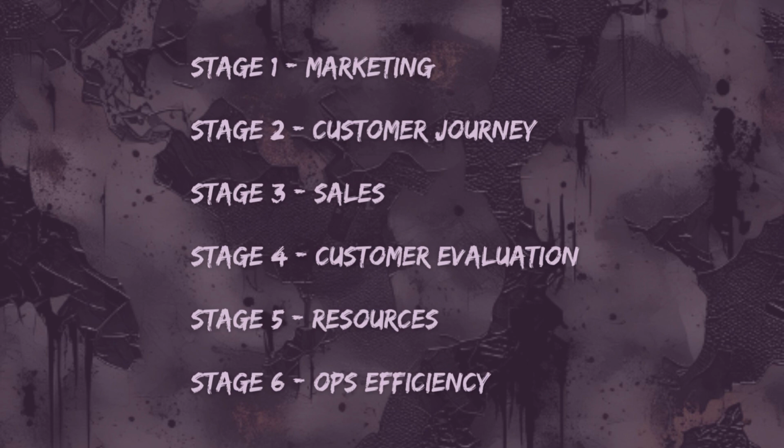Underneath all of those, we're going to have 2 columns at each stage. We're going to have a column that says increase revenue and a column that says decrease cost. Once you have all of that, then we move on to the next part.